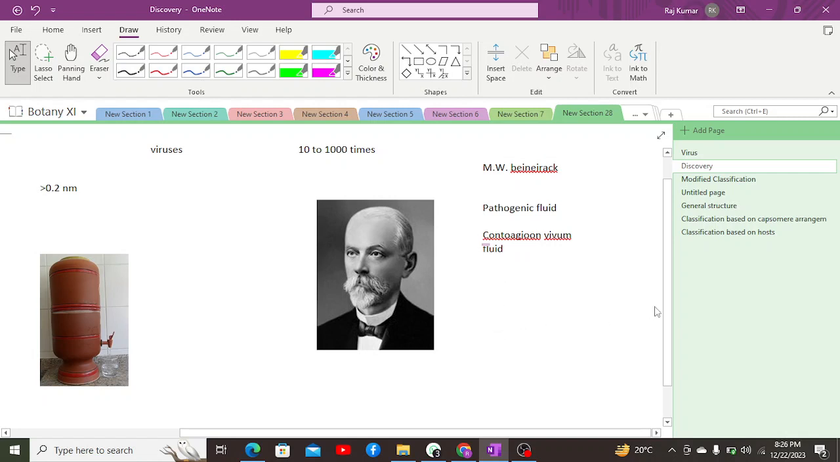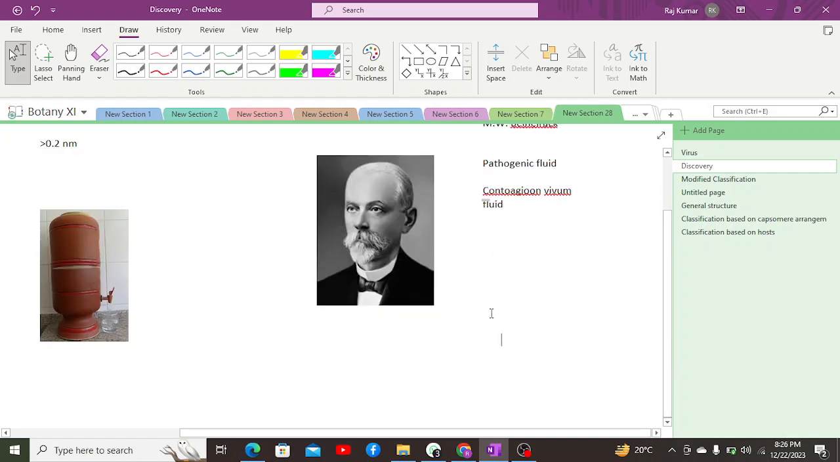Now, in 1935, W. N. Stanley was a scientist who performed the crystallization of virus. He utilized the method of crystallography, in which he crystallized viruses in solid form. This also indicated that virus has characteristics of non-living as well as living.